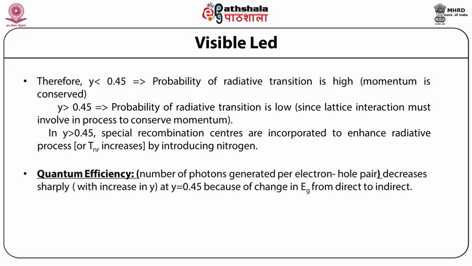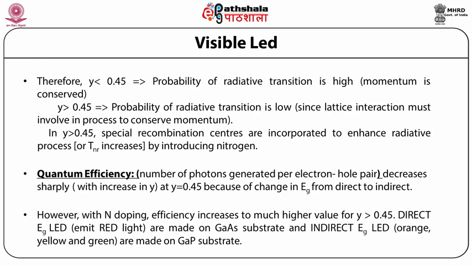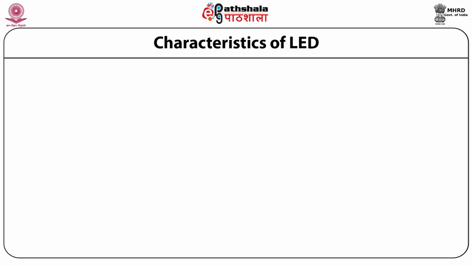So we have the quantum efficiency, the number of photons generated per electron-hole pair, which decreases sharply at y equal to 0.45 because of the change in Eg from direct to indirect. However, with nitrogen doping, efficiency increases to a much higher value for y greater than 0.45. Direct band gap LEDs emit red light and are made on a gallium arsenide substrate, and indirect band gap LEDs, orange, yellow and green, are made on a gallium phosphide substrate. Let us now discuss the IV characteristics of the LED.